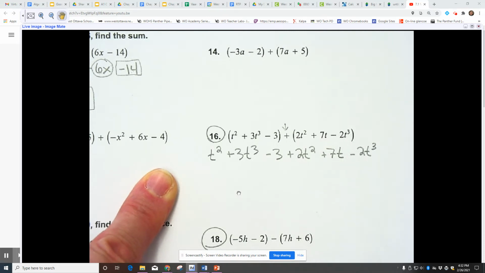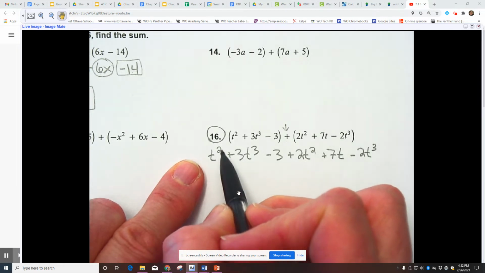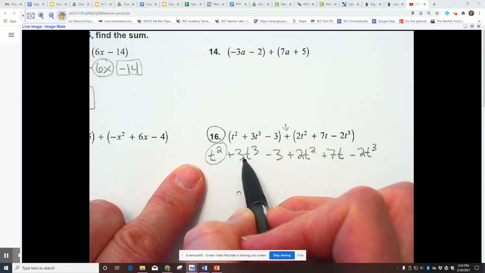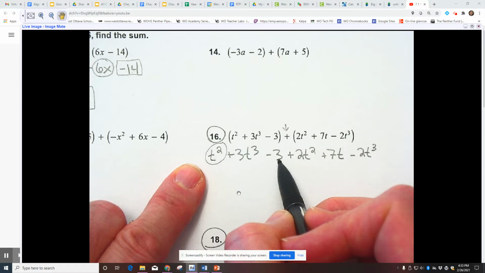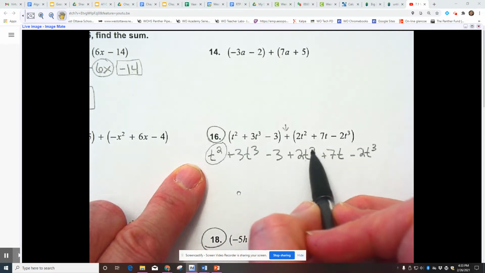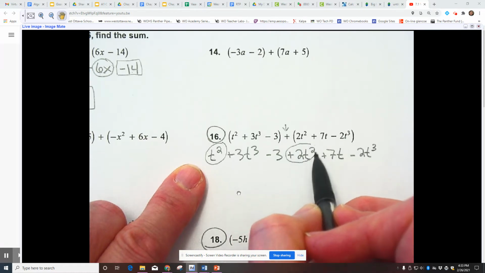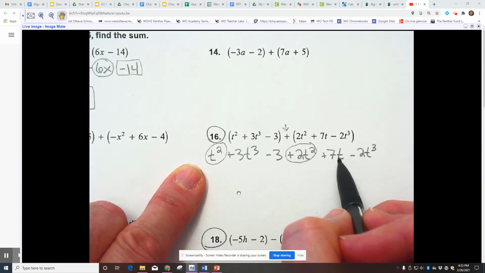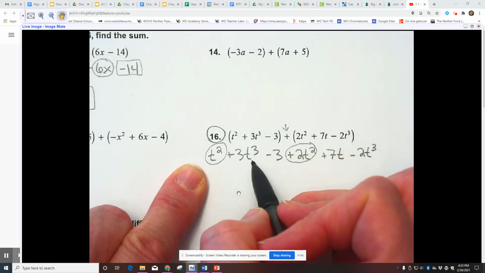Okay, now I got a lot of like terms in this one. I'm just going to start from the left, and I'm going to say, okay, a t to the second power. Do I have another t to the second power? This is t to the third power. That is not a like term. Constant, not a like term. Aha! Here is a like term, t to the second power. When you circle this, make sure you take the sign in front of it. It belongs to that too. Keep going. Do I have any other t to the second powers? No. Okay, I'm good.